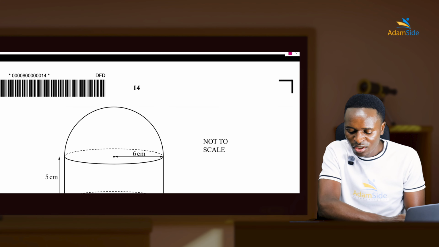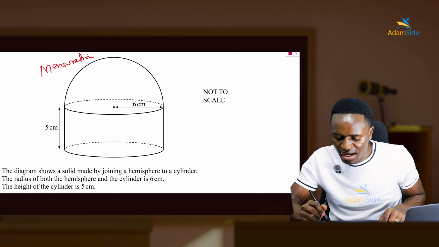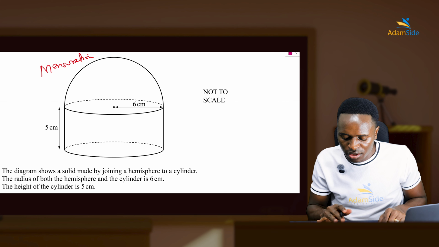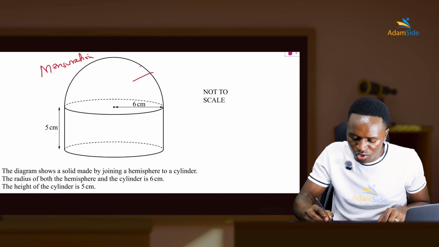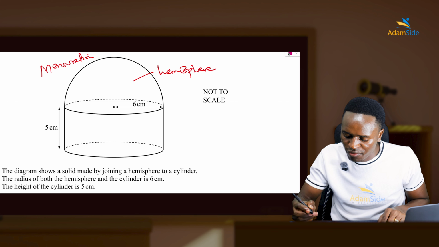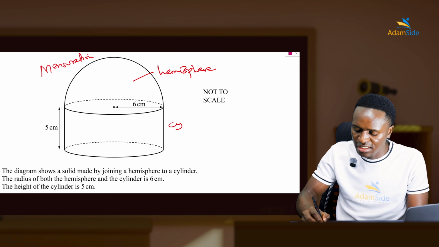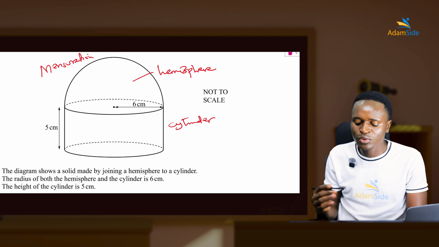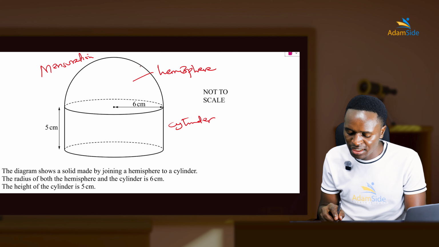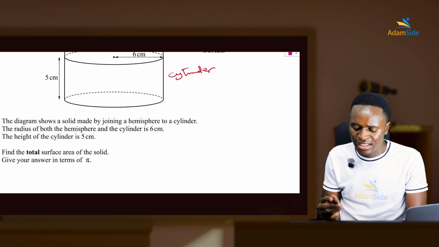Then the next question here, we have mensuration. In the mensuration question, we have a spherical shape, a hemisphere, together with a cylinder. On top here, we have a hemisphere. So we just need to remember the formula for finding the hemisphere. And then we have the cylinder. So a hemisphere connected with a cylinder. The diagram shows a solid made by joining a hemisphere to a cylinder. The radius of both the hemisphere and the cylinder is 6 cm. The height of the cylinder is 5 cm. And then they say, find the total surface area of the solid. Give your answer in terms of pi.